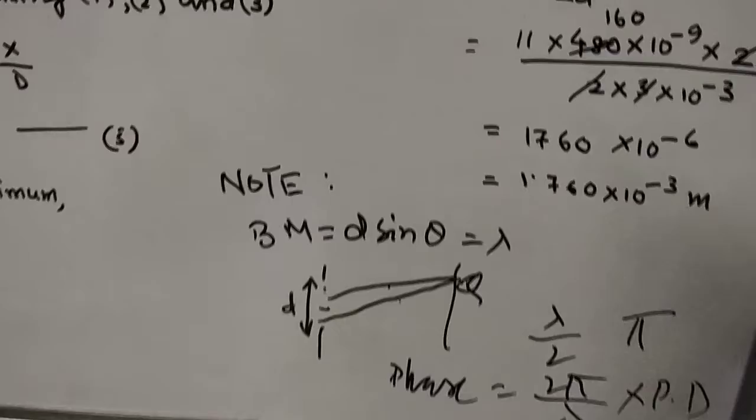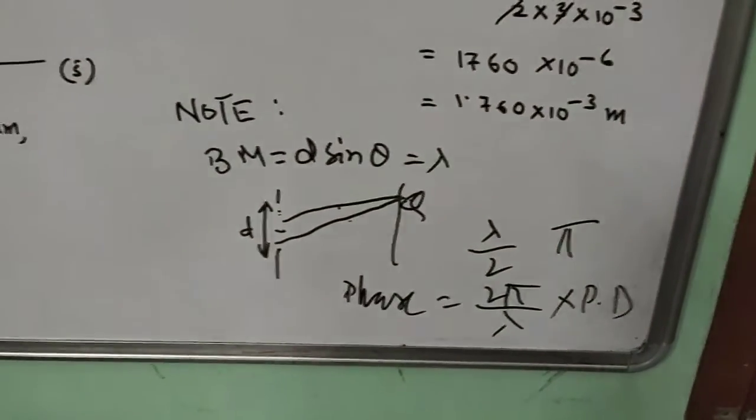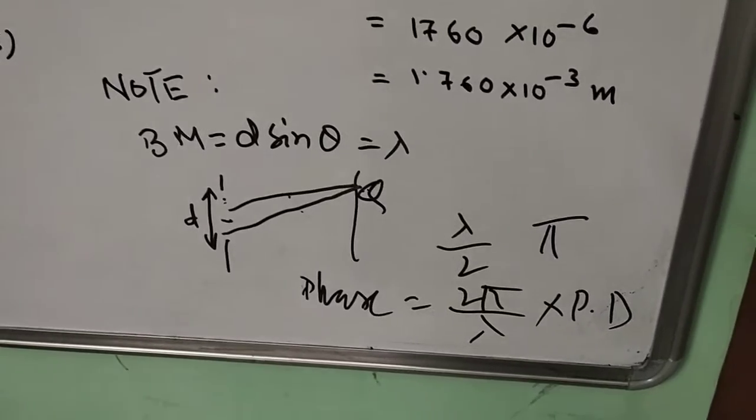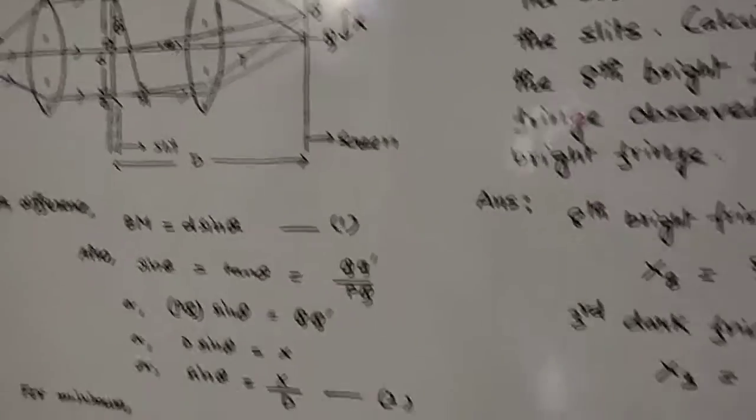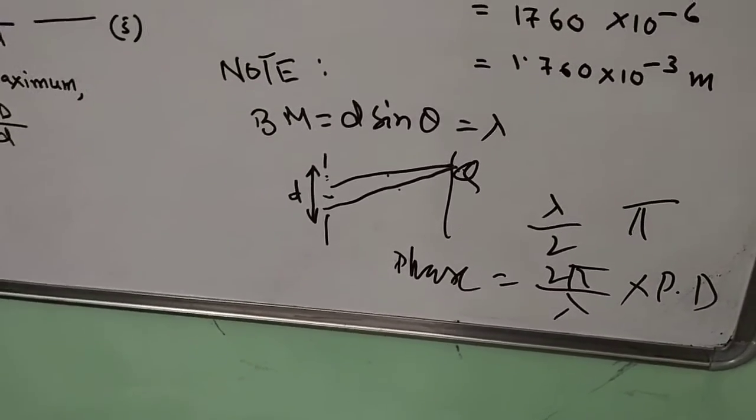Pi is your out of phase, that's why Q point is your minimum. Similarly, if you consider this center is your 2 lambda, again it comes out that the point Q dash is your minimum. That is your second minimum, it says.